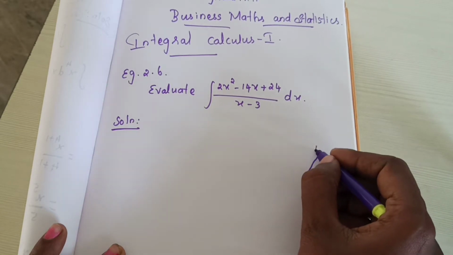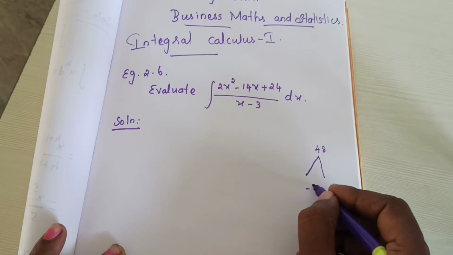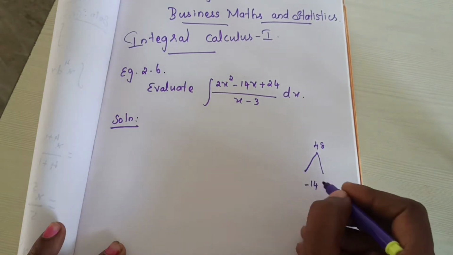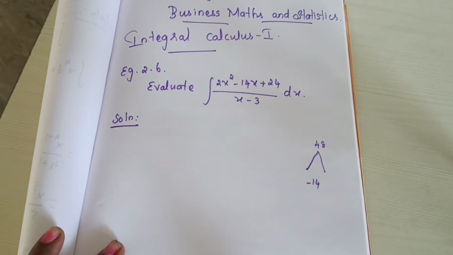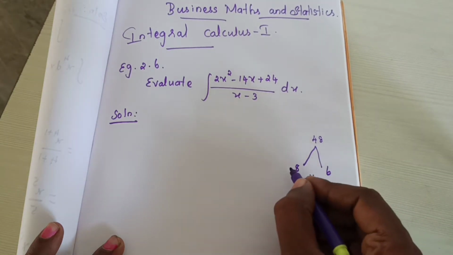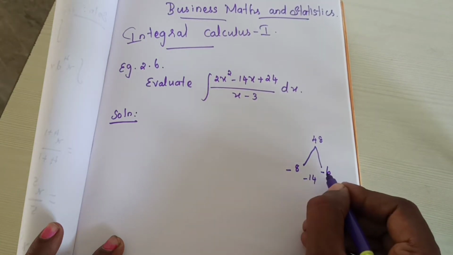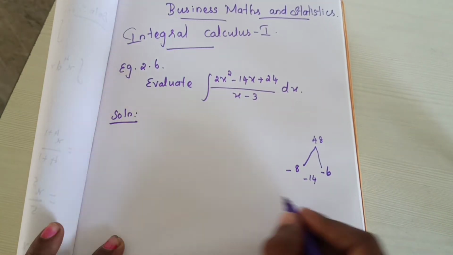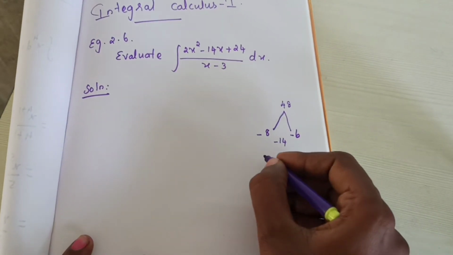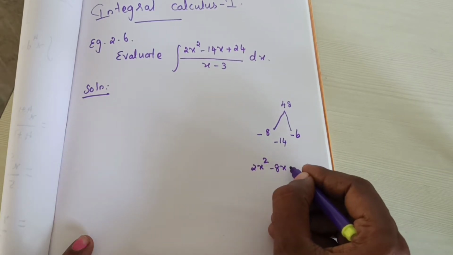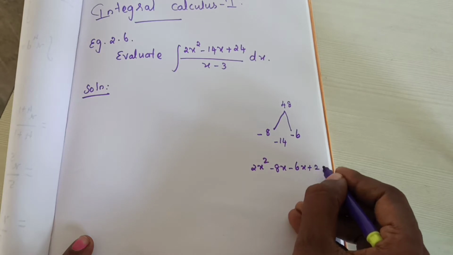So 2 into 24 gives 48, and the middle term is minus 14. What are the numbers? Let's find out. The numbers are 8 and 6, both minus. If we add, we get minus 14, and multiplied, we get 48. So we can write it as 2x square minus 8x minus 6x plus 24.